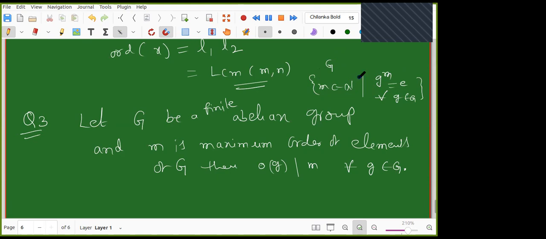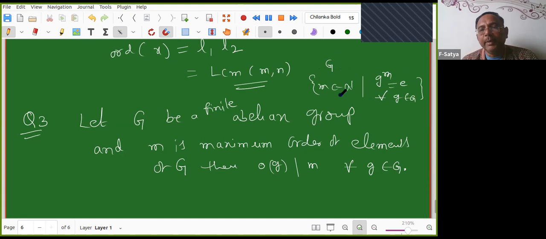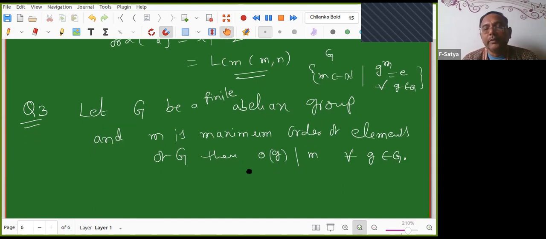The set is non-empty, so by the well-ordering principle it has a least element, which is called the exponent of the group. For abelian groups, we can say that it need not be the order of the group. If the group is cyclic, then of course it is the order of the group. But if it is not cyclic, M is the maximal order, so the exponent is less than the order of the group. That is the beauty of this result. Any questions?